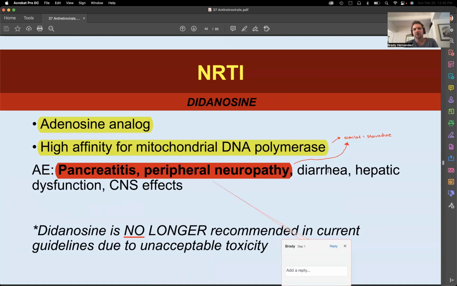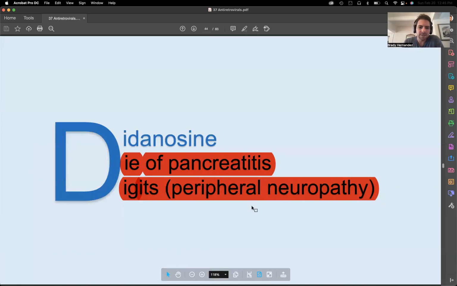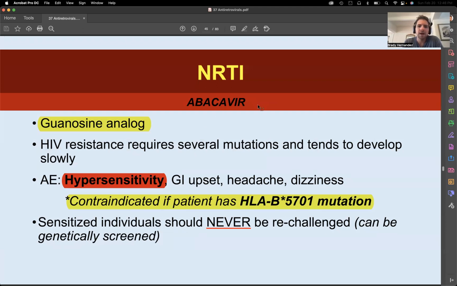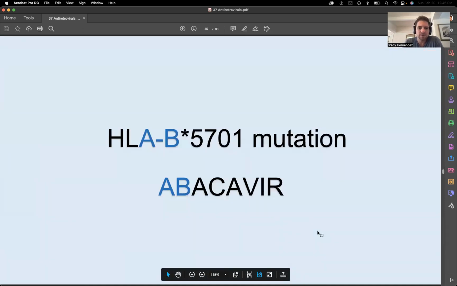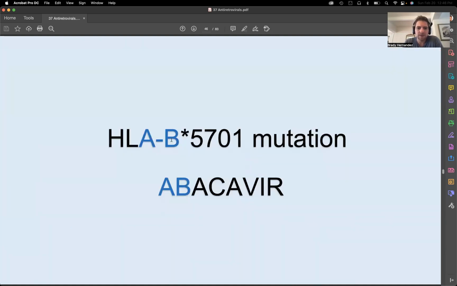Didanosine, pancreatitis, peripheral neuropathy, similar to stavudine. Okay. This actually says no longer recommended due to these unacceptable toxicities. Does that mean it's not tested? Hopefully not, but still, pancreatitis, peripheral neuropathy. All right, abacavir, hypersensitivity reactions. I don't know that this is one that was really tested. But if that helps, yeah, that's a good little way, the AB and HLA-B*5701 and abacavir is how it starts.